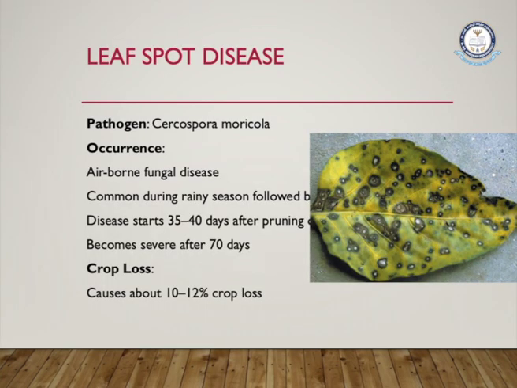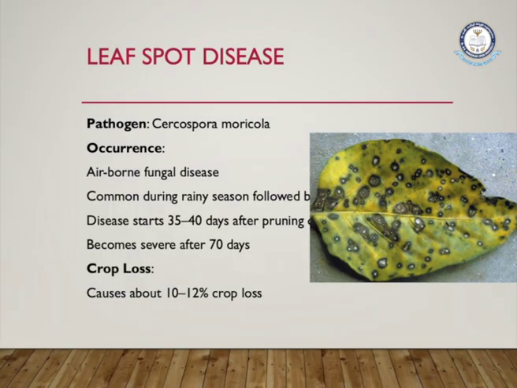Coming to your fourth disease, called leaf spot disease. Got it? What is the pathogen causing it here? It is called Cercospora moricola. Here it occurs as an airborne fungal disease. You have to keep it in mind: what are bacterial diseases, what are viral diseases, what are fungal diseases. First disease is bacterial disease. Second, mosaic is a viral disease. Next, third, dwarf is also a viral disease. Coming to leaf spot disease, it is a fungal disease.